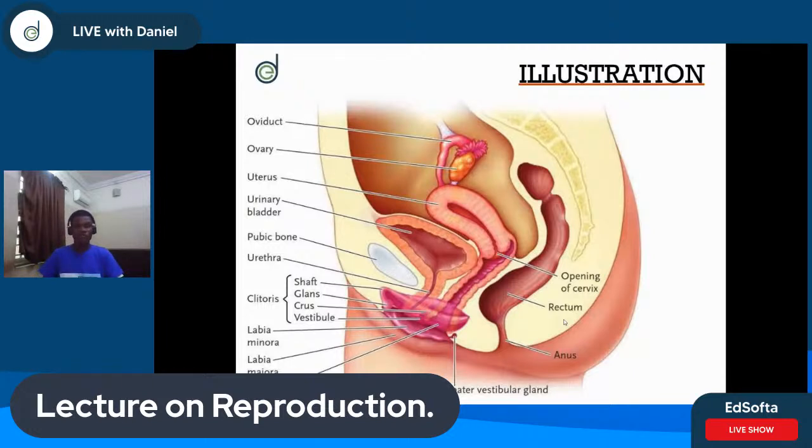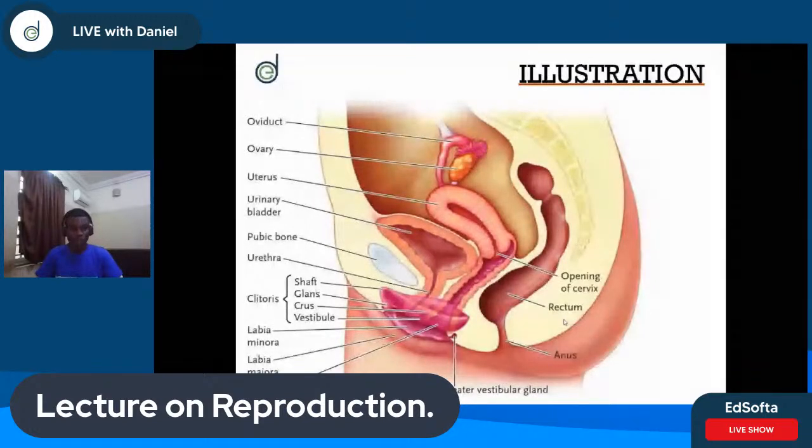Now, the female at birth has more than 400,000 immature eggs in the ovaries, and only the mature ones will be waiting to receive the sperm to fuse and form the fetus.